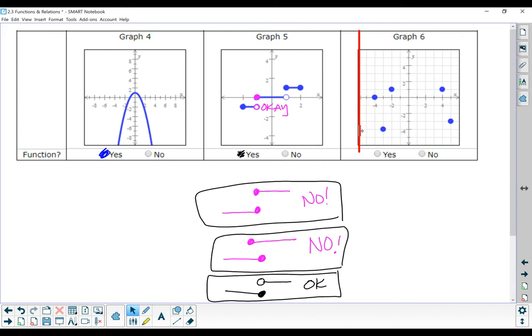And then finally, we've got another little discrete relation over here with a collection of points. And if we scan through those, it looks like each input does have only one output. So that is yes.